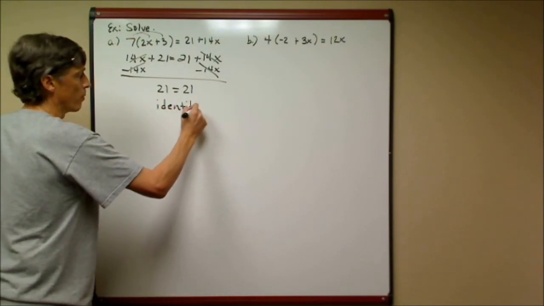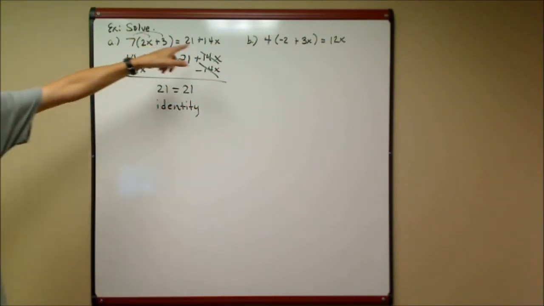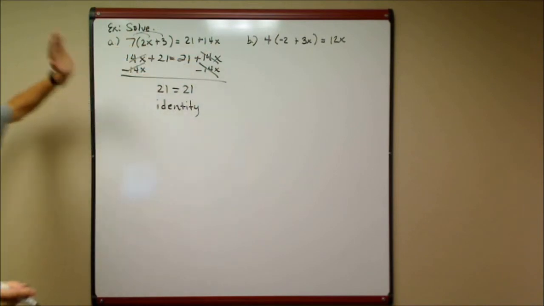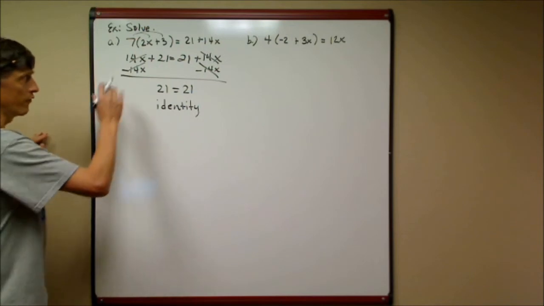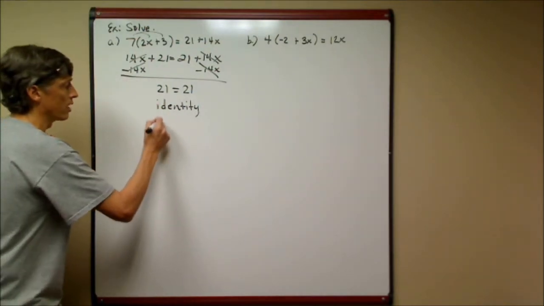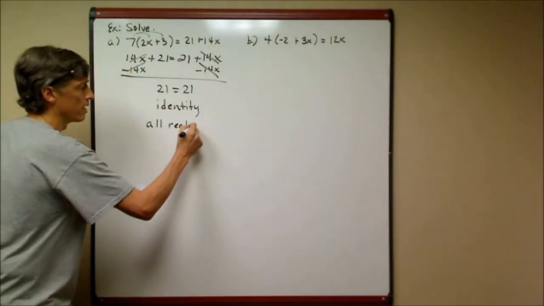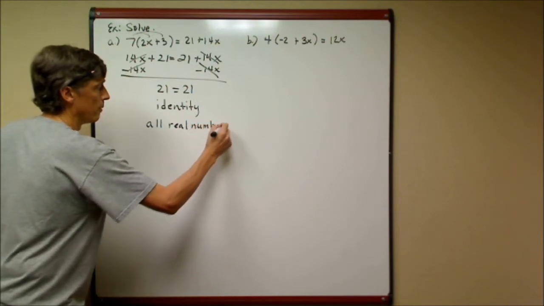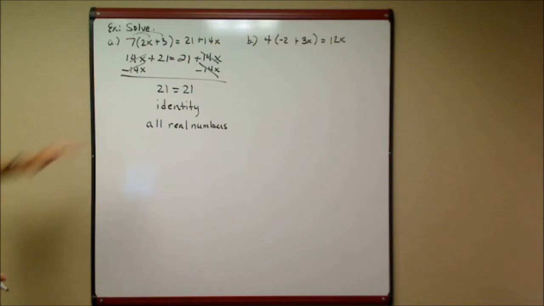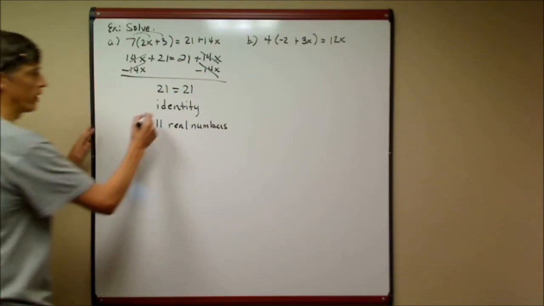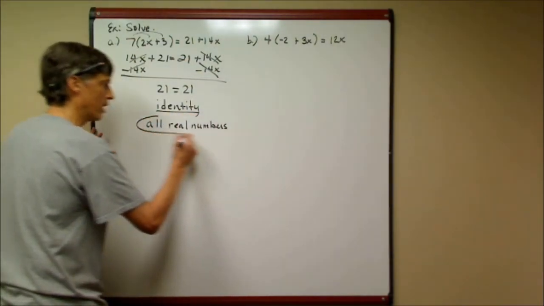This means that no matter what number we substitute in for our variable x here, it's going to be true. So when this occurs, I want you to write down for your answers all real numbers. Because that means for any number that I plug in for x, I will get a true statement. Don't just write down identity. That's just what happens to be called. I want you to write down all real numbers.